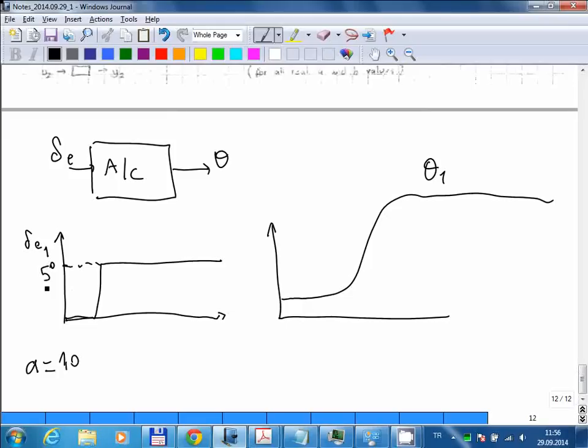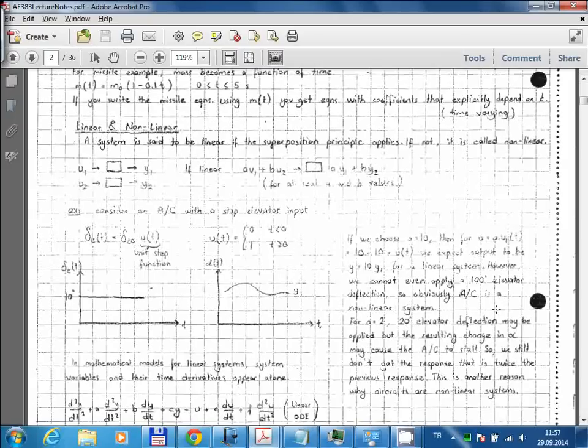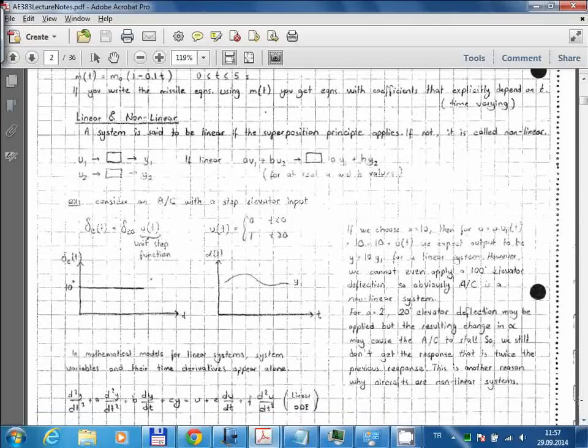So obviously, due to that, an aircraft is a nonlinear system. Because you have an elevator, and so this deflection is limited to a certain range. It's 25 or 30 degrees at most. So this is a reason why an aircraft is obviously a nonlinear system. So we cannot even apply a 100-degree elevator deflection. That's because the input is limited. So that's the reason why we said that the aircraft is nonlinear, because the input we apply is limited. It cannot go over a certain range.